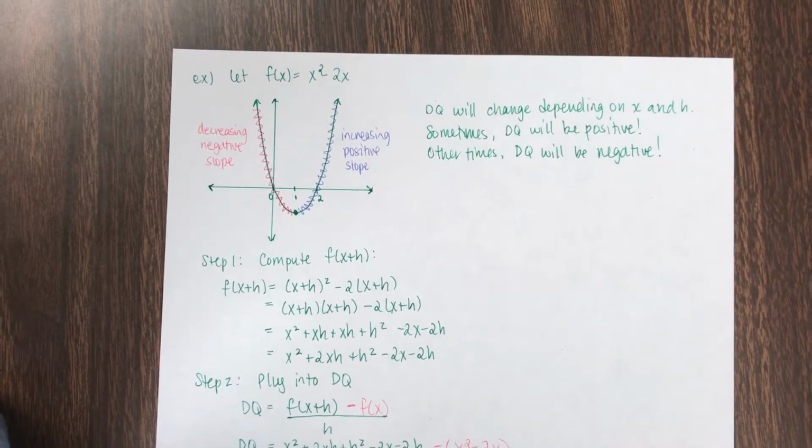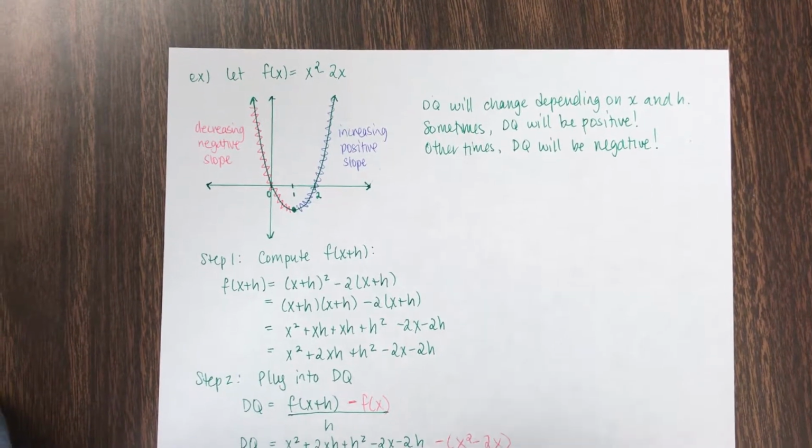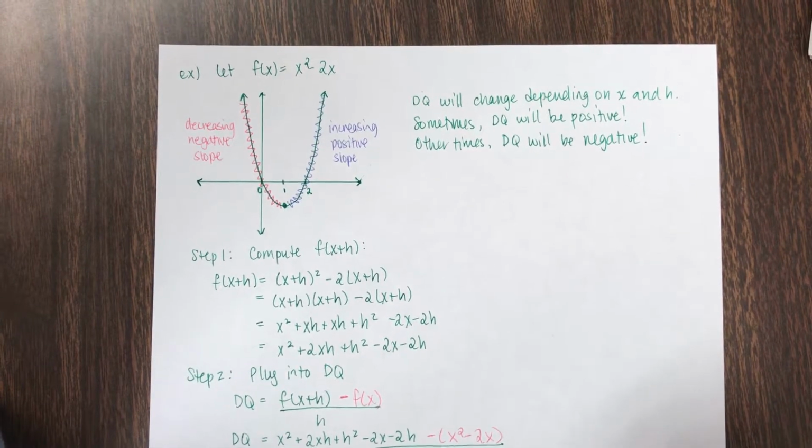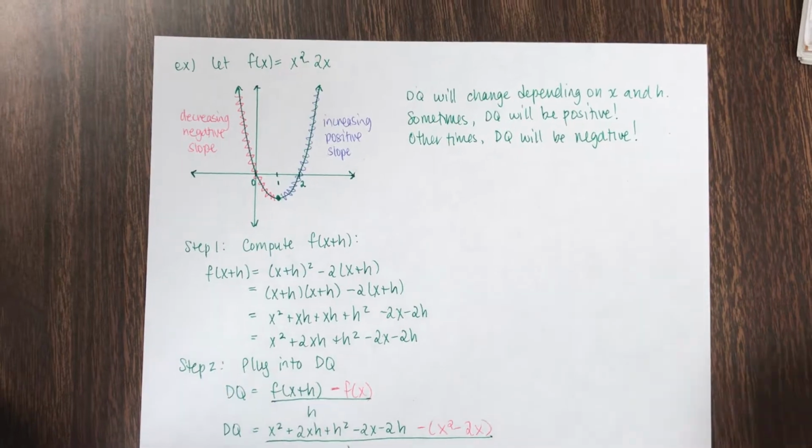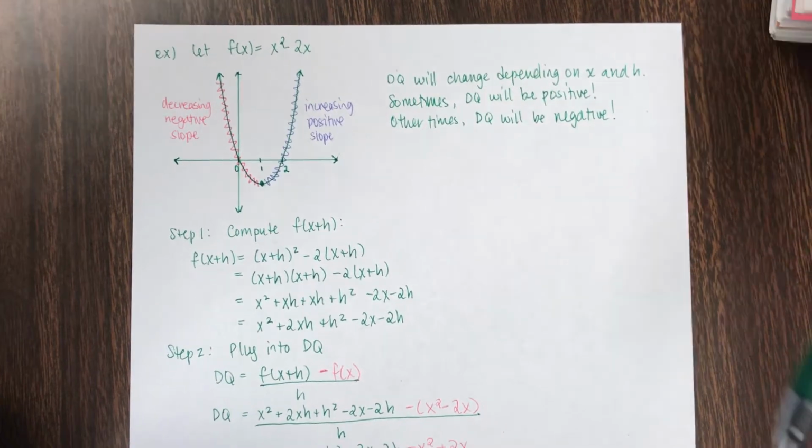Okay, so this is where the difference quotient becomes useful. We don't really need it if we're working with a linear function because we know difference quotient means slope, and we know the slope of a linear function is constant. But what if we had a quadratic?